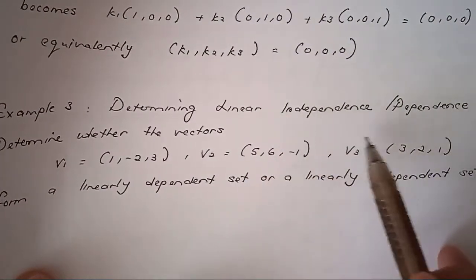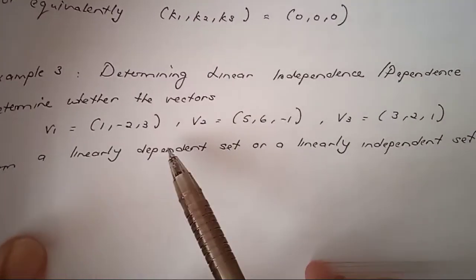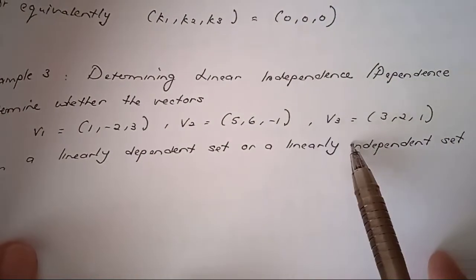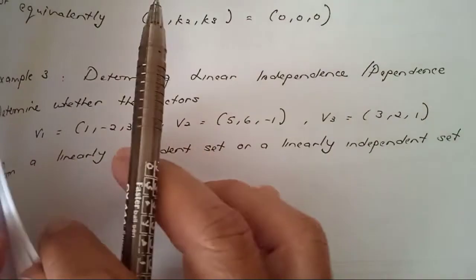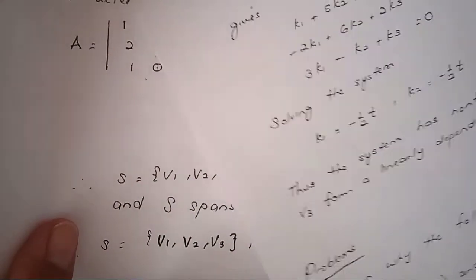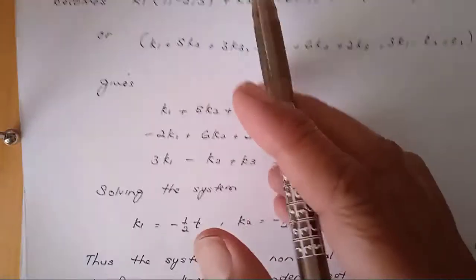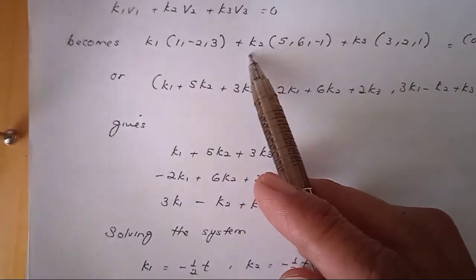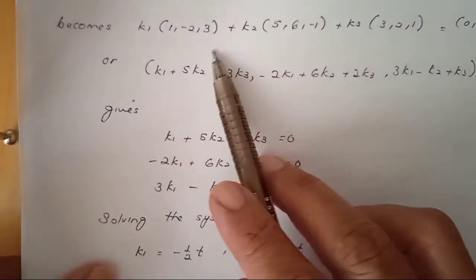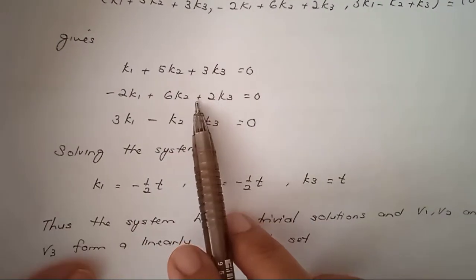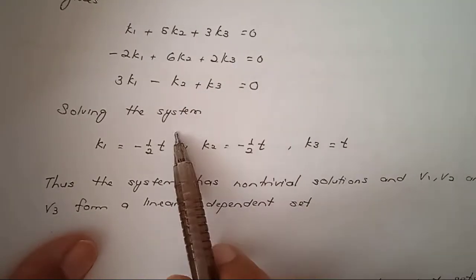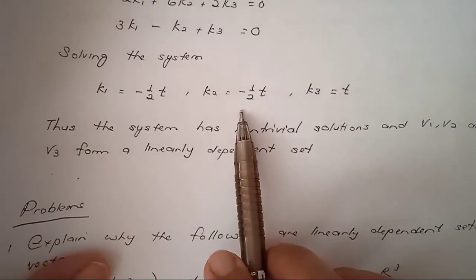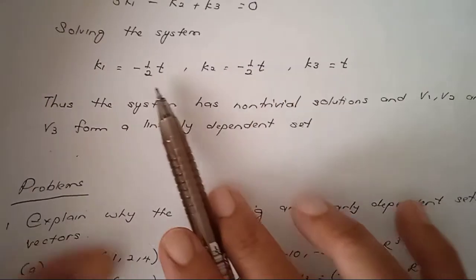Determine linear independence or dependence for these given vectors v1, v2, and v3. Okay, so we set k1 v1 plus k2 v2 plus k3 v3 to 0. So we have this equation, and then we get the system of linear equations like this. Solve the system of linear equations to find k1, k2, and k3. Finally we have got this one.